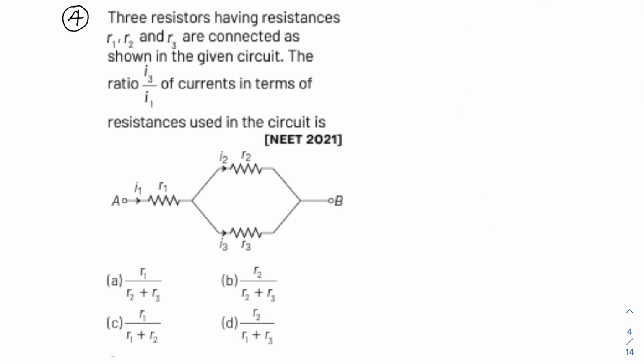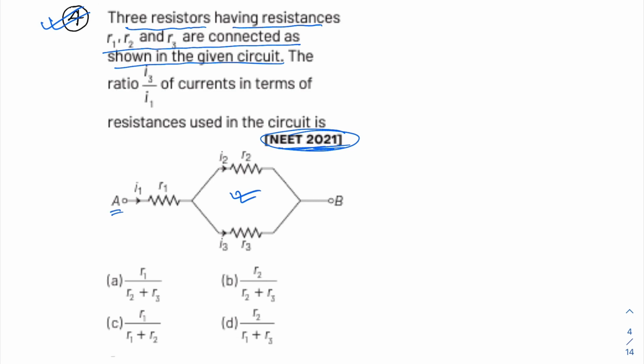Now next question, question number 4. This is your question number 4. It is also a NEET 2021 previous year paper. In this, 3 resistors having resistances R1, R2 and R3 are connected as shown in the given circuit. This is your circuit diagram.